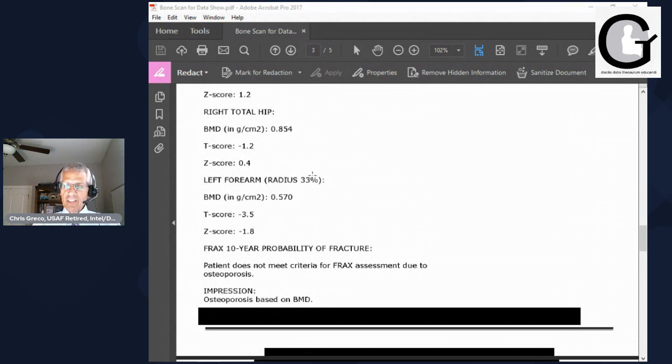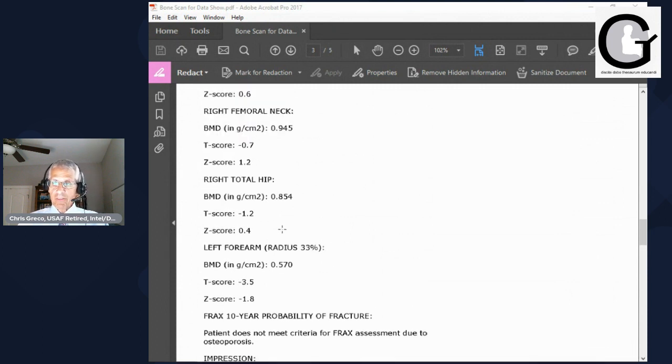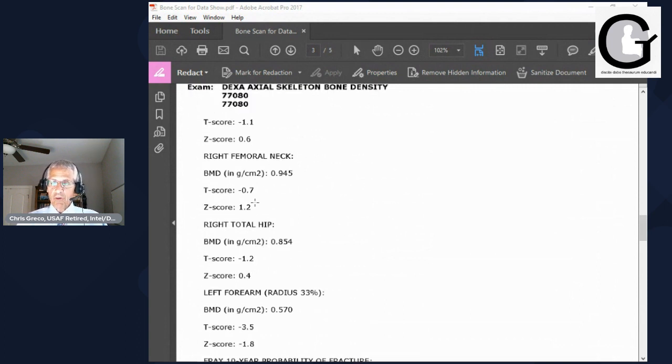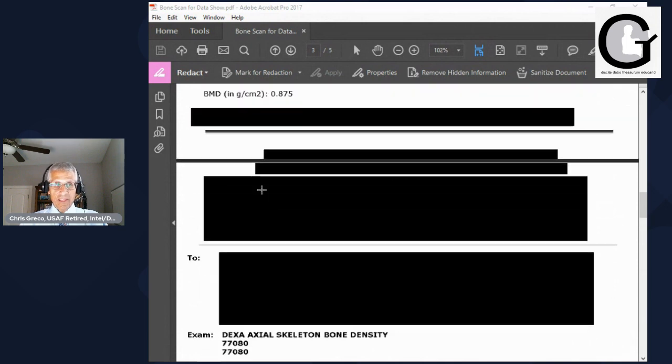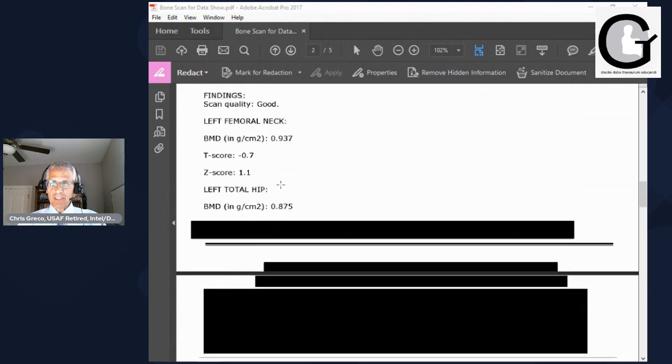So this is, I mean, it is below that area that the World Health Organization says is osteoporosis. What about this one? Negative 1.2, right? Slightly low, right? Right total hip. This one's a negative 0.7, so that's okay. This is negative 1.1. Again, lower than basically osteopenia, right?